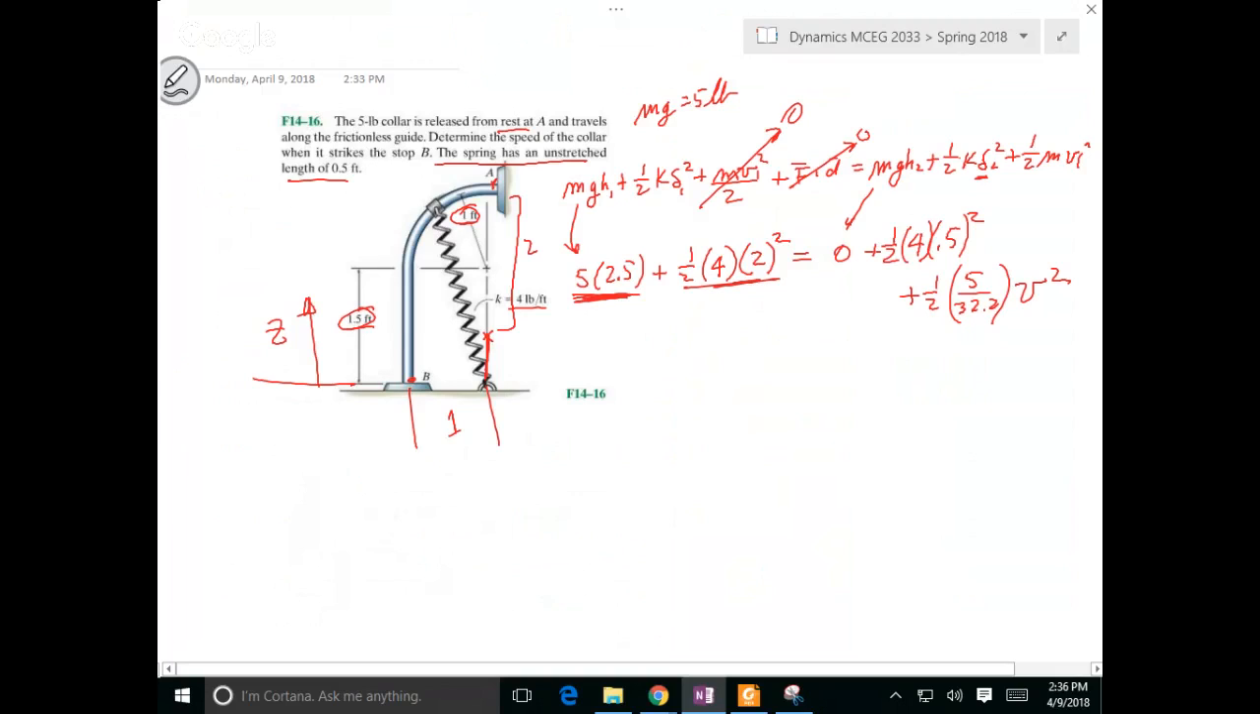Okay, 4. So take away one of those, and then this number should give me 8. And then 5 times 2.5, is that 12.5? Is that right? So 20.5? Am I right there? I may be wrong. Okay, and then I got this other side.